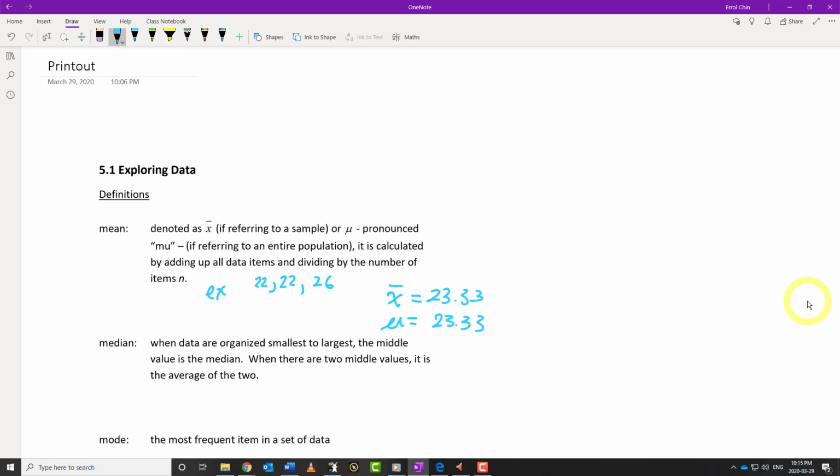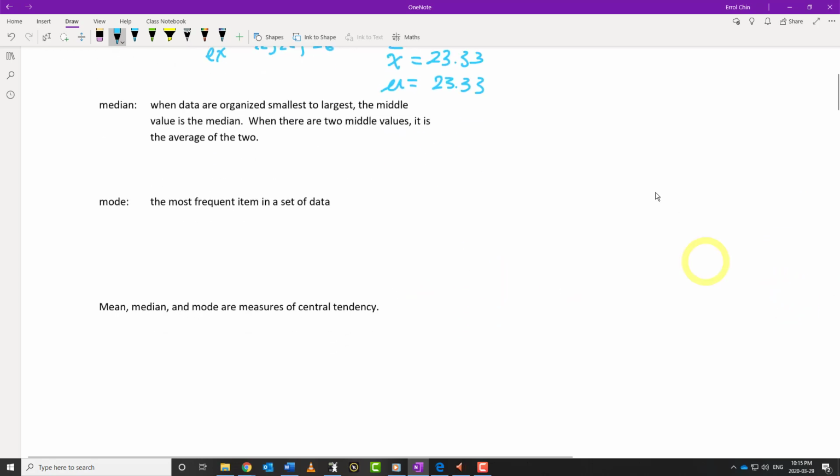Next thing is the median. It says when data is organized from smallest to largest, and that's the key, the middle value is the median. So if I gave you some values, notice that's 22, 22, and then 26. The median is whatever middle value it is. So that's the median.